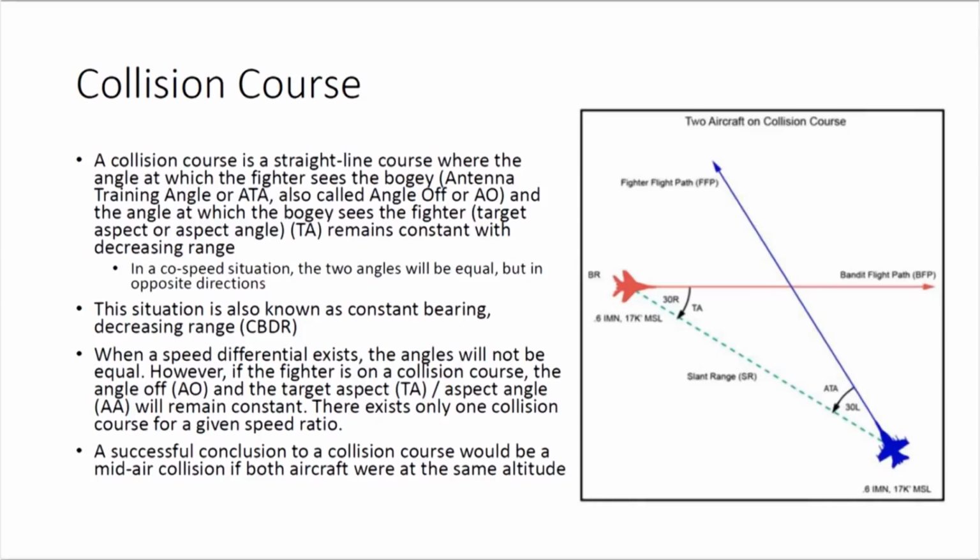And now if they're at different speeds, these two angles may not be equal. But in any case, there is only one collision course for any given speed ratio. And if you attain that collision course, the angles will remain constant as the range decreases. So the ultimate goal, if we fly a collision course correctly and successfully, and with two aircraft at the same altitude, if we do nothing, we'll have a mid-air collision. And that would be a successful intercept flown on a collision course.